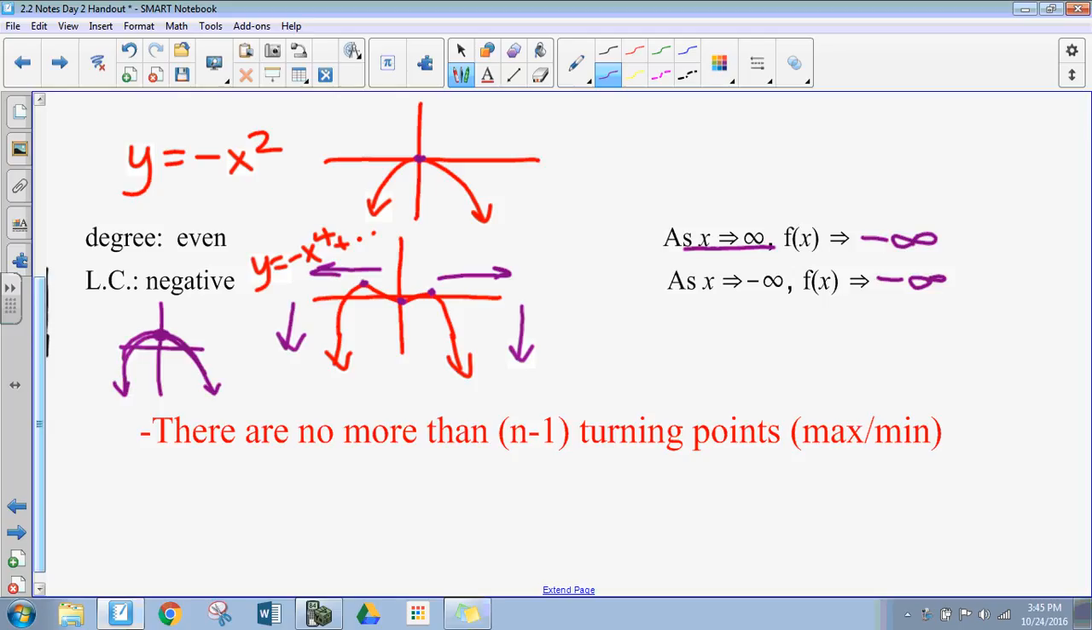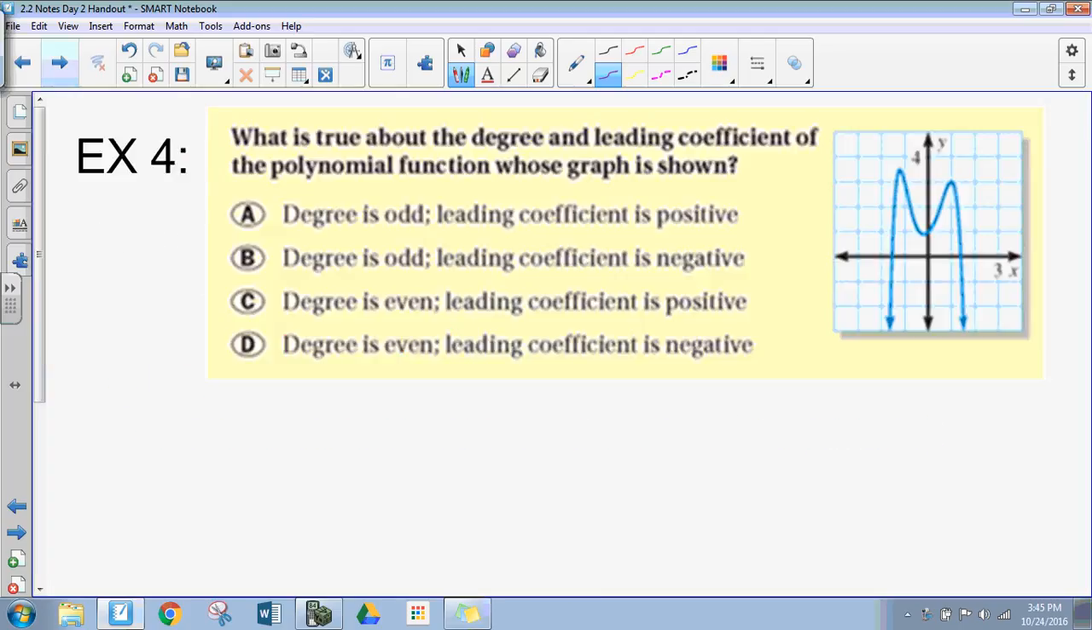Moving on, let's do one example here. And remember, you can always come back and pause the video to try again and try to understand it. So go at your own pace. What is true about the degree and the leading coefficient of the polynomial function whose graph is shown? Look at your graph over here. There's a few things you want to notice.